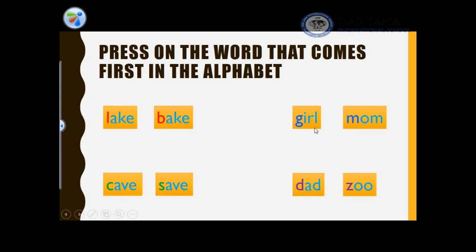Here we have girl, mom. Which one do you think comes first in the alphabet? The G or the M? G. So G comes first and then M. We're just looking at the first letter of each word.